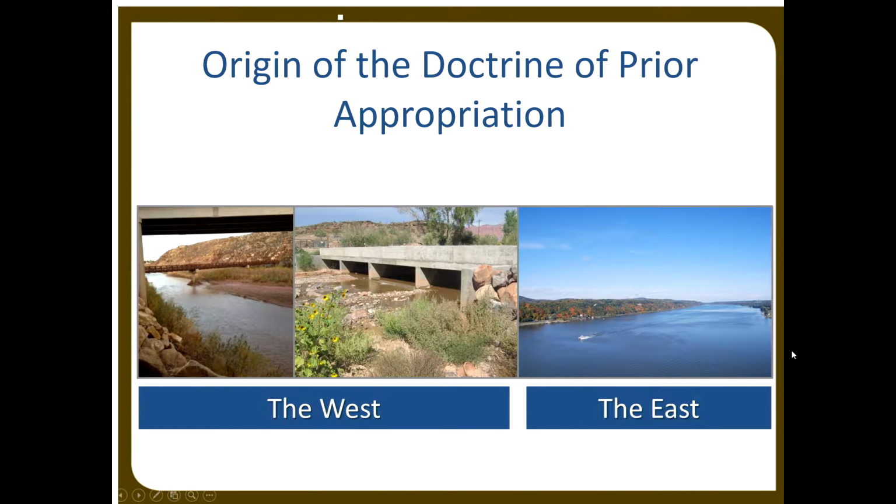So the differences that we have are a difference in climate and geography. In the east, precipitation is relatively abundant, and obviously the water courses are numerous because of that.